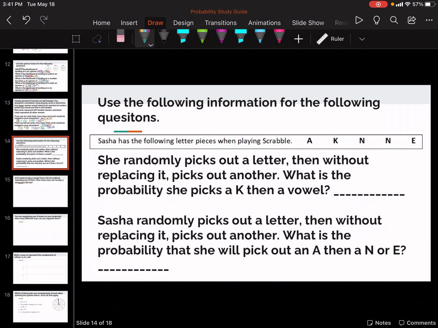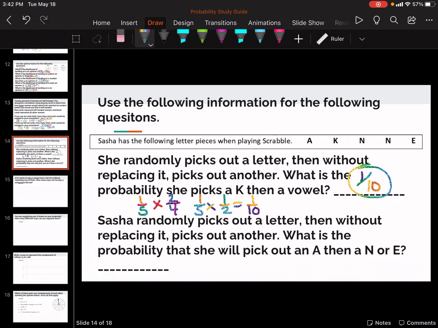Slide 14. So the following information, we have all these Scrabble cards. She randomly picks out a letter, then without replacing it, picks another. What's the probability of getting a K and then a vowel? Okay, so the probability of getting K is 1 out of 5. The probability of getting a vowel is 2 out of 4, because remember it's 1 less. So that is 1/5 times 2/4, and we can simplify that to 1/2. So our total would be 1/10.